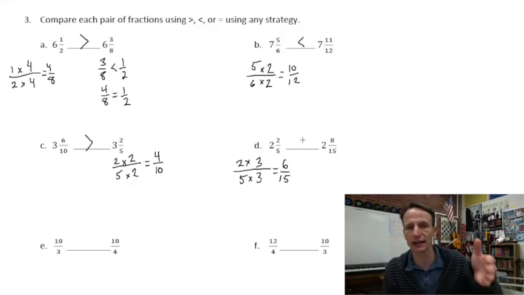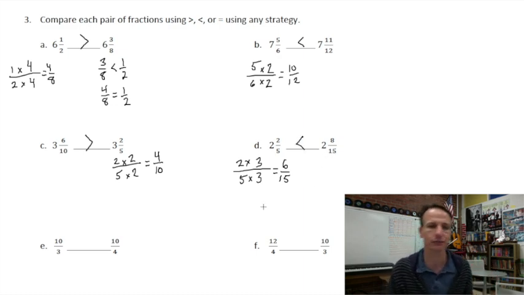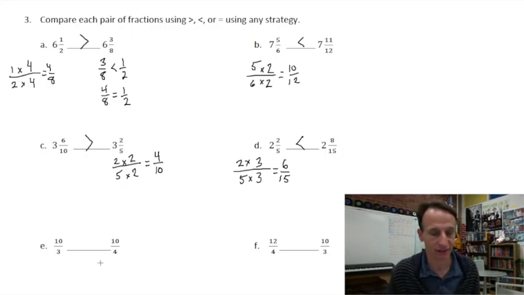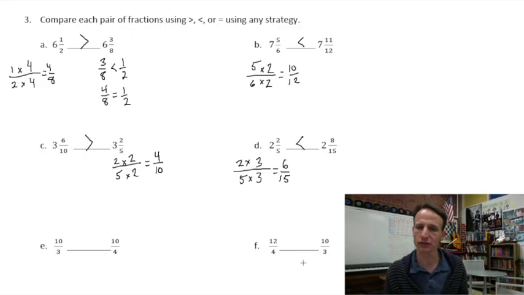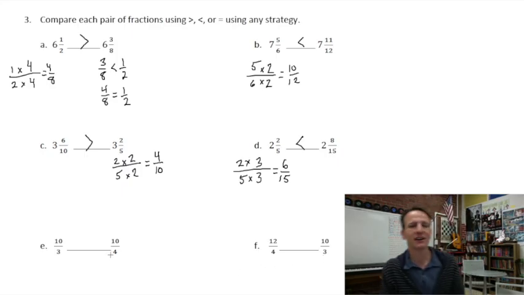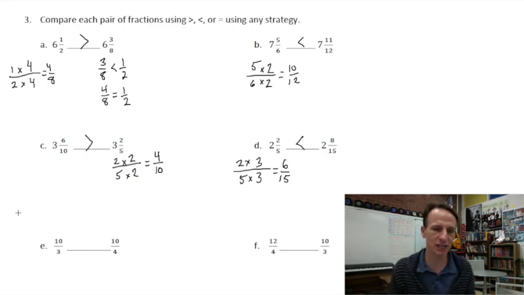Therefore, 2 and 2/5 is less than 2 and 8/15ths. Now, in these, notice what we have going on in E and F. We have thirds and fourths, fourths and thirds. How interesting. Okay, so now think about it.